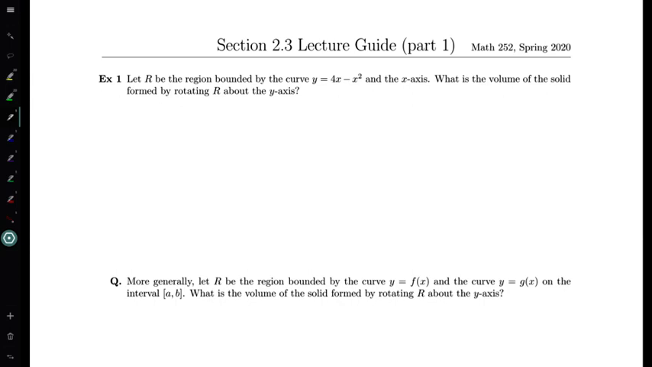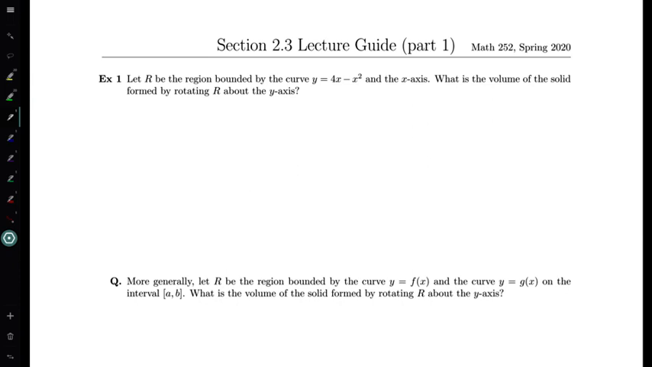So previously we took a look at the disk and the washer methods, which were special cases of this method of slicing, where you take some solid, you slice it perpendicular to an axis, and then you integrate the cross-sectional area of those slices. Here we're not going to be looking at any slices per se. We're not going to be finding any cross sections.